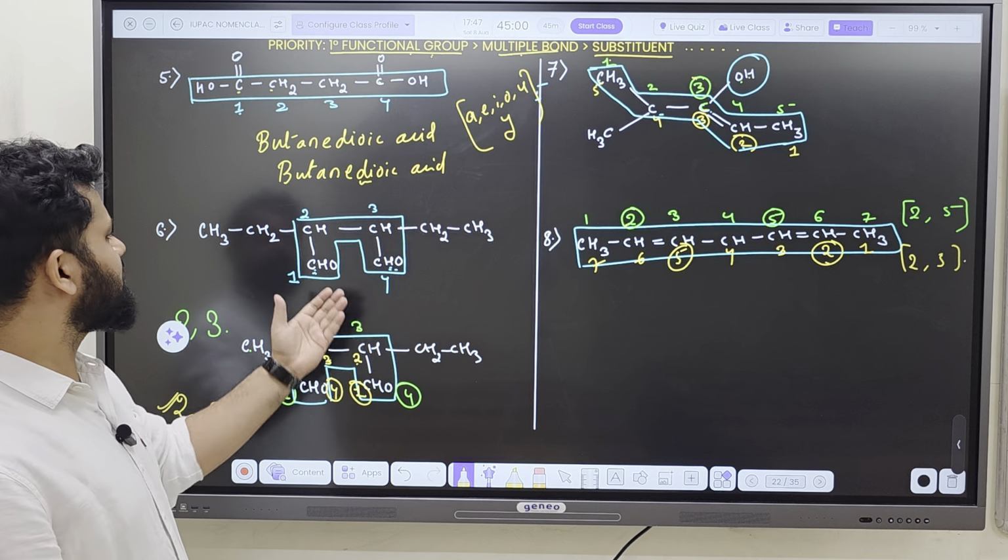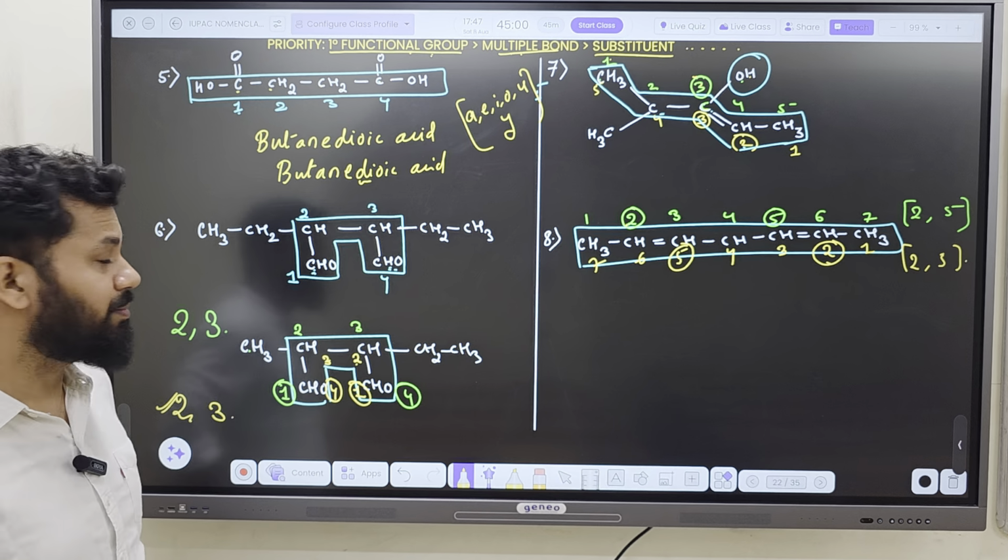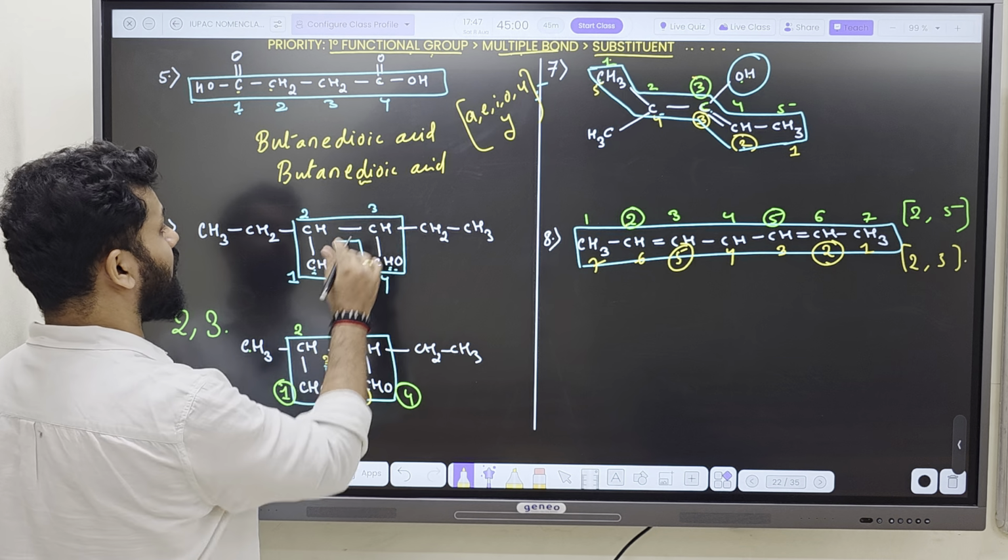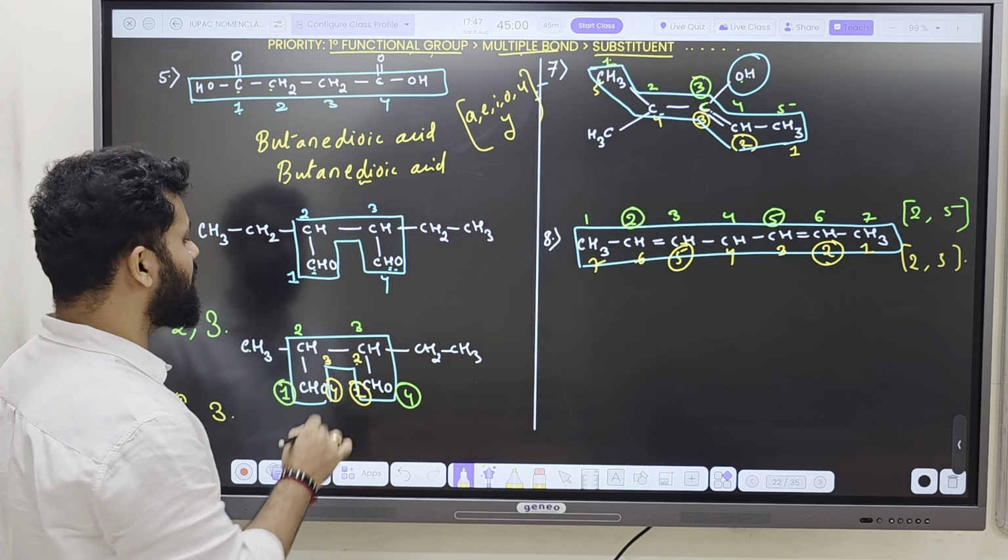What would be the name for the 6th one? We already selected the PCC, we have numbered it. It is 1, 2, 3, 4. Butane.